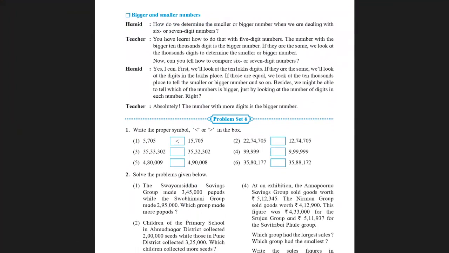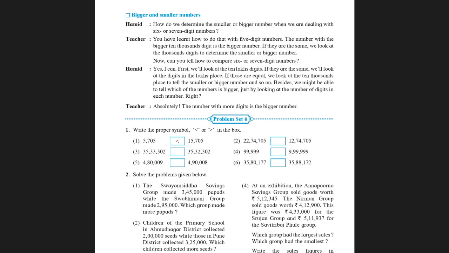First we look at the 10 lakh digits. If they are the same, we look at digits in the lakhs place. If those are equal, we look at the 10,000s place to tell the smaller or the bigger number, and so on. Besides, we might be able to tell which of the numbers is bigger just by looking at the number of digits in each number.